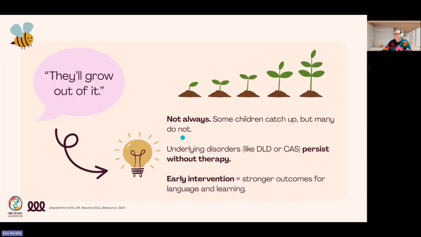Okay, so the first one, they'll grow out of it. We hear this all the time. Don't worry, they'll grow out of it. Sometimes that's true. Late talkers with strong understanding and gestures often do catch up. But for many kids, especially those with things like developmental language disorder or other things at play, the problems will persist without targeted therapy. So research shows that these children are at risk for ongoing literacy and learning difficulties if they don't get the support.